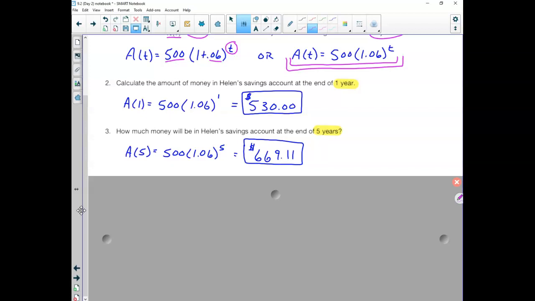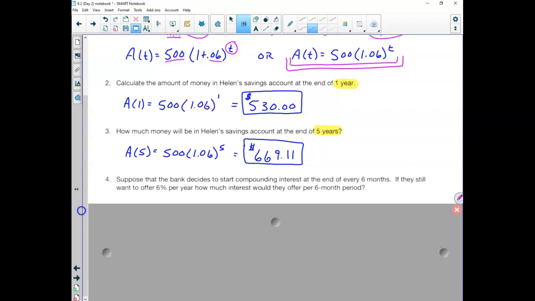she's going to have $669.11. Now, make sure you understand that if we would ever spin this question on you and asked you how much interest did Helen earn over the 5 years, she only made $169.11 in interest because she originally put that $500 in there.